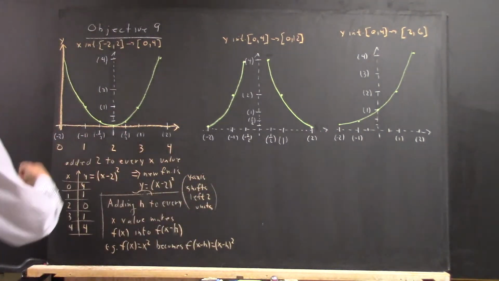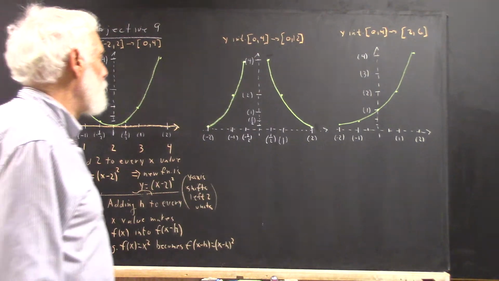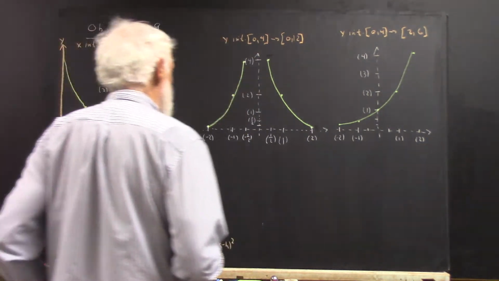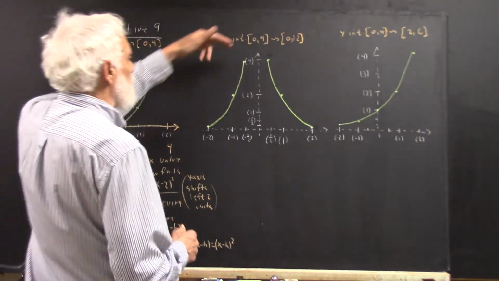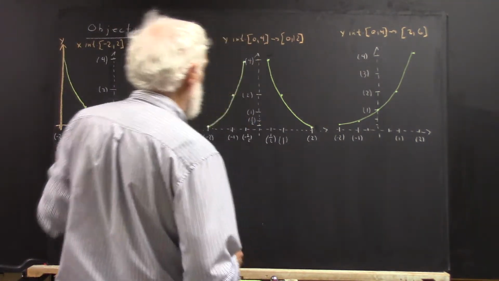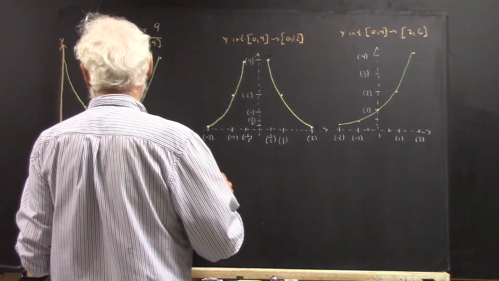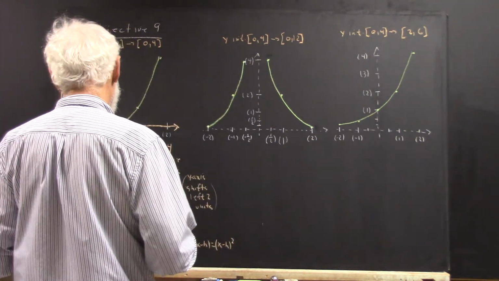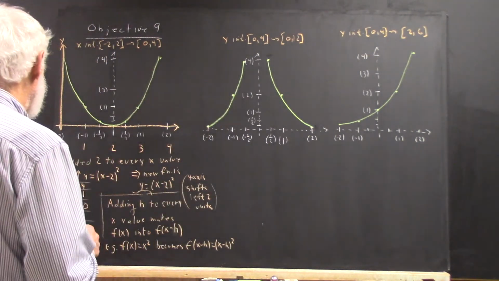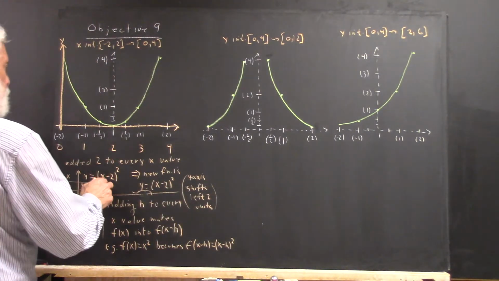Shifts the y-axis to the left 2 units. Okay. In this case, what happens is actually fairly simple. We change this y interval from 0 to 4 to 0 to 12. Before I do that, I intended to do it over here.